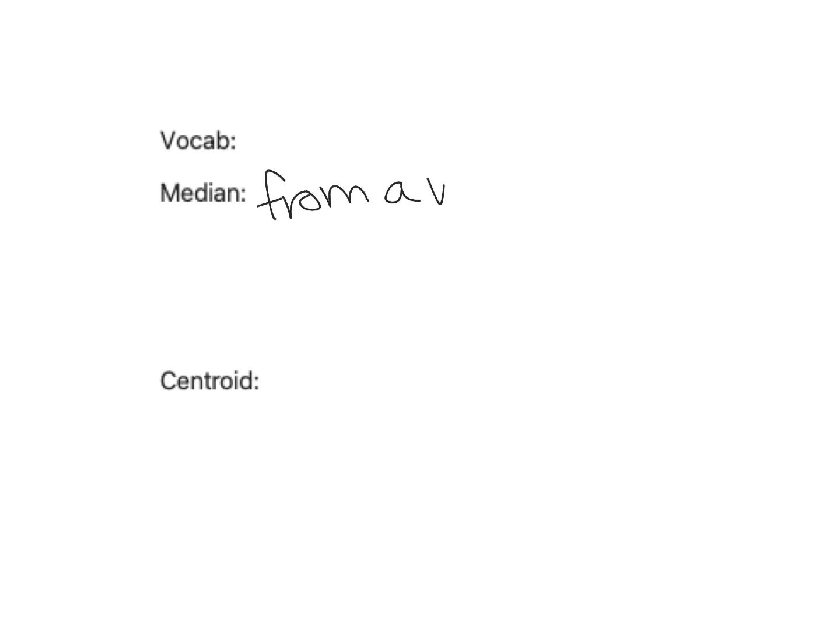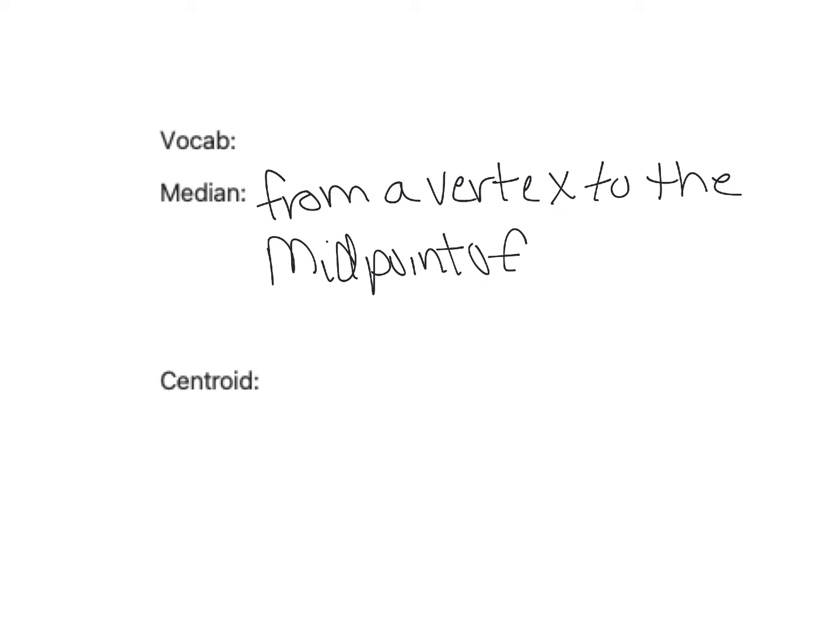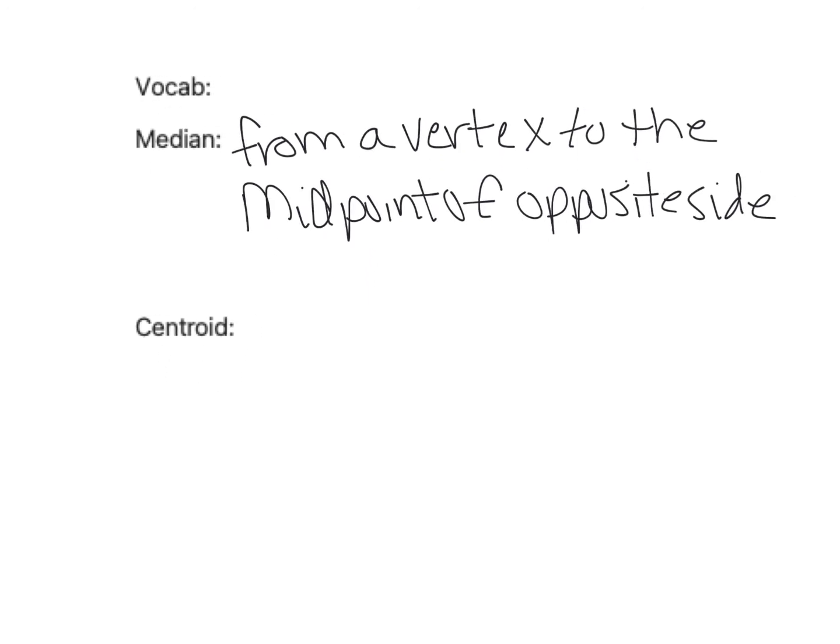We are going to look at medians and centroid and some vocabulary just to remember what we've talked about. A median, remember, goes from a vertex of a triangle to the midpoint of the opposite side. And the centroid then is just where those medians meet. It's the point where the medians meet.